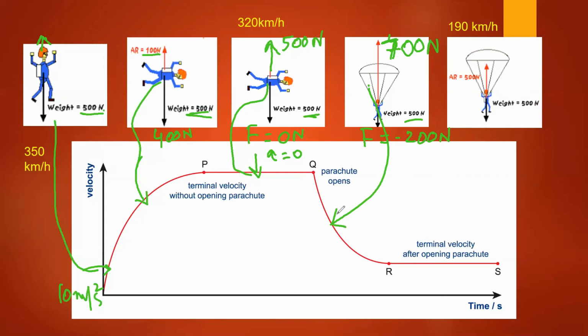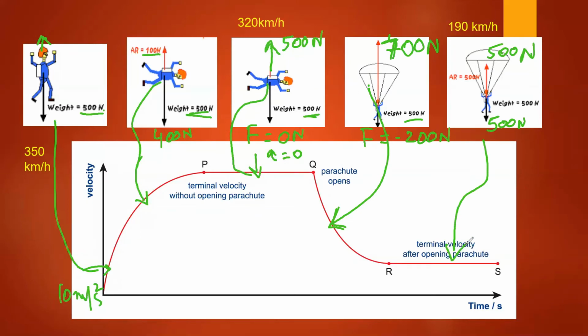So the velocity time graph in that case will look like this because he is decelerating now. After some time, again, both forces are going to be balanced. The 500 newtons acting downwards and the drag acting upwards, again, they are going to be equal. So in that case, again, he's going to move with the terminal velocity.